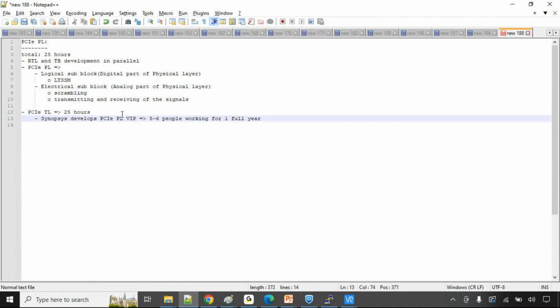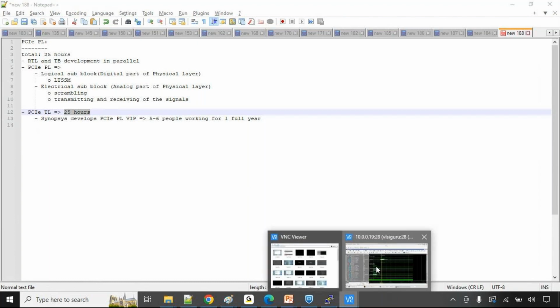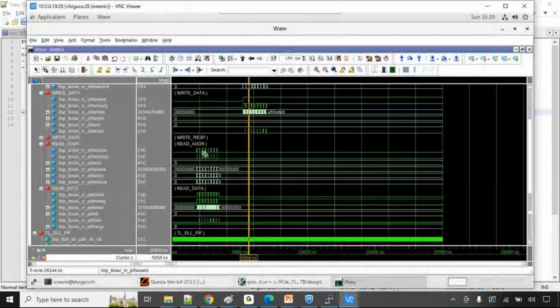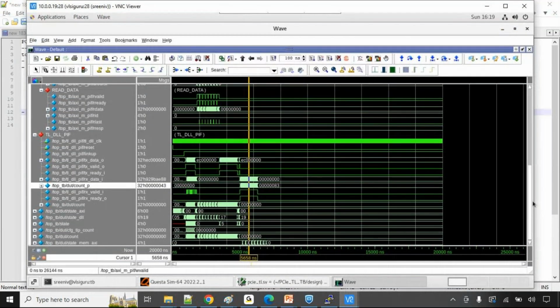Because of the finer level of coding they do at each stage, we cannot match that in 25 hours. But we can still reach a stage where you understand how things are happening, how the physical layer interfaces with the DLL, and how it interfaces with the other device at the other endpoint. All those things we will definitely be able to implement as part of these sessions.